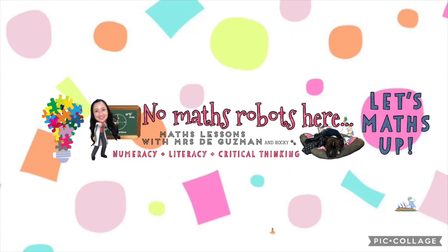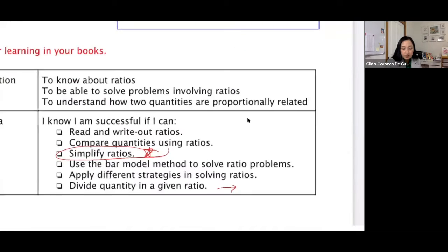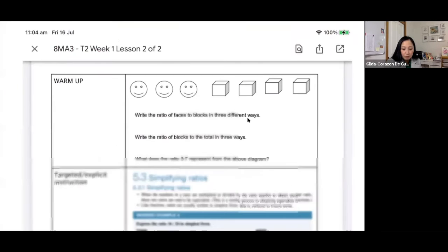The last lesson we looked at what ratios are. What we said was that ratios are just like fractions. Whatever we do with fractions, we can do with ratios. Well, some of those that we can do with fractions, we can do with ratios, okay? And one of them would be simplifying them. So let's have a look at our warm-up activity here.